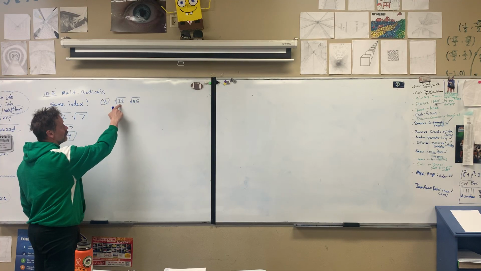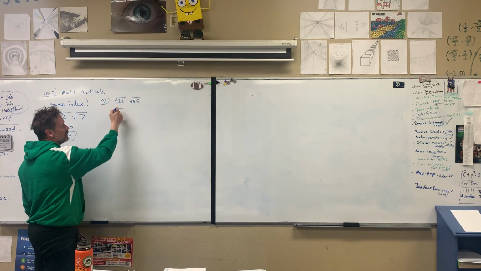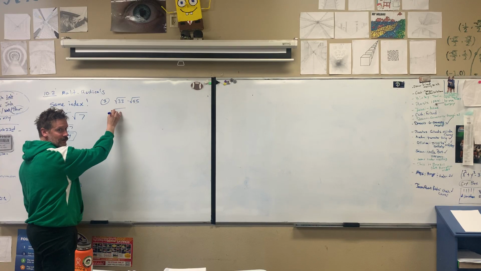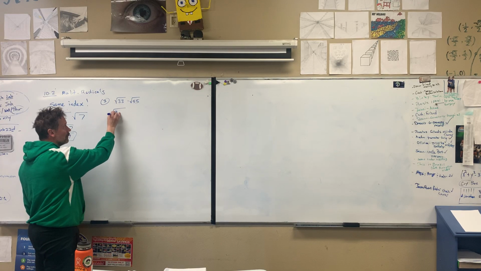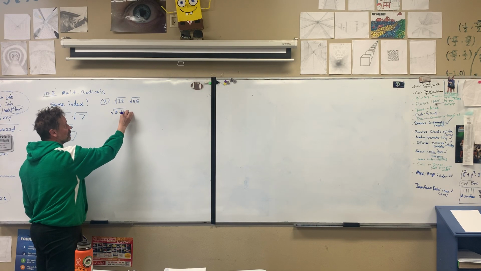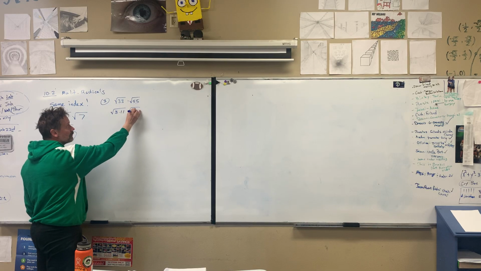What they're looking for you to do is recognize 33 is, what are the factors of 33? 33 is made up of what? 3 and 11, right? And 55 is made up of what? 5 and 11.